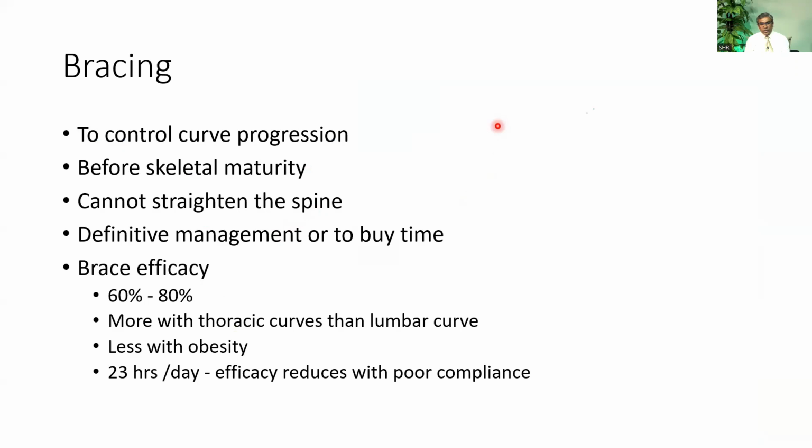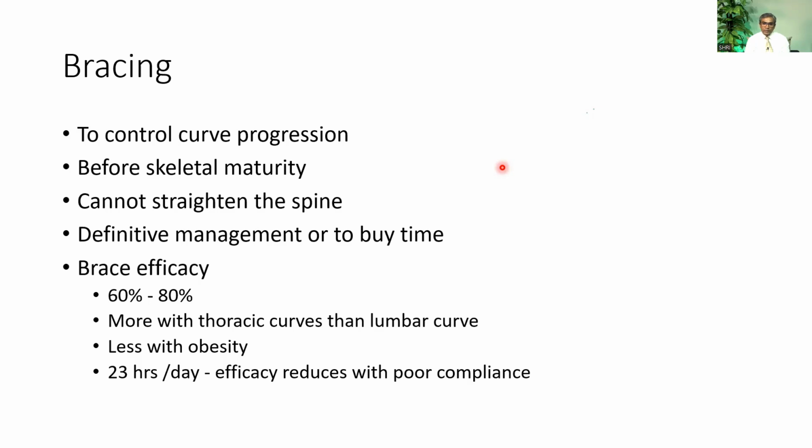So the next modality of non-surgical management is, of course, bracing. Most people must be aware of that. So we put hard braces around the chest, around the trunk, to control curves. But mind you, now this is very important. This brace is only there to control curve progression. And the brace is applied only till the child has achieved bone maturity. Once they have achieved bone maturity, there is no use of a brace.